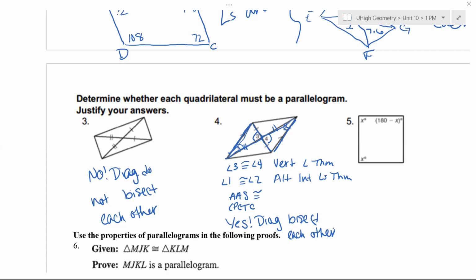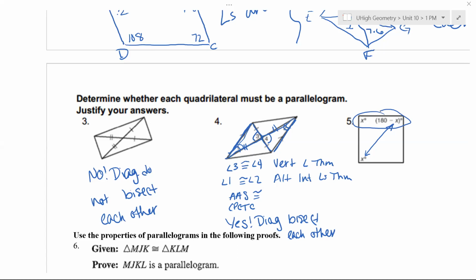So if I look at this, are both pairs of opposite angles congruent? Well, looking at the two opposite angles that I know, we don't have enough information to tell us, yes, those are congruent. So we're going to have to say no. We don't have that for sure. And then are all pairs of consecutive angles supplementary? Well, if I look at the top two angles, those are going to be supplementary because x and 180 minus x are supplementary.